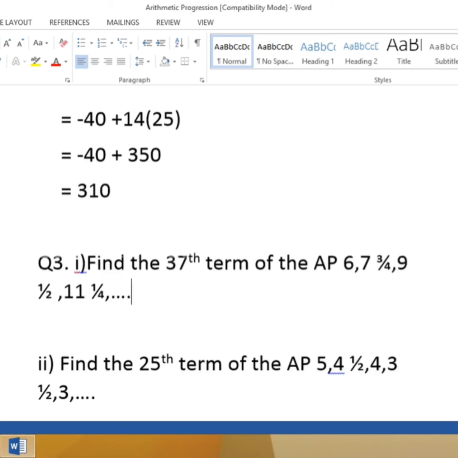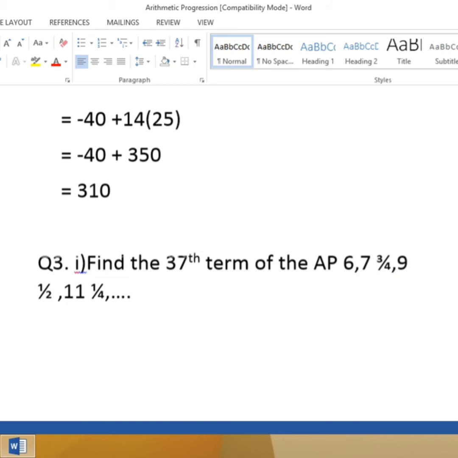Question 3. Find the 37th term of the arithmetic progression 6, 7 3 by 4, 9 1 by 2, 11 1 by 4. It goes on this way. So the first term here is 6. And the difference is 7 3 by 4 minus 6. That is 1 3 by 4. Writing it further into improper, it becomes 7 by 4.